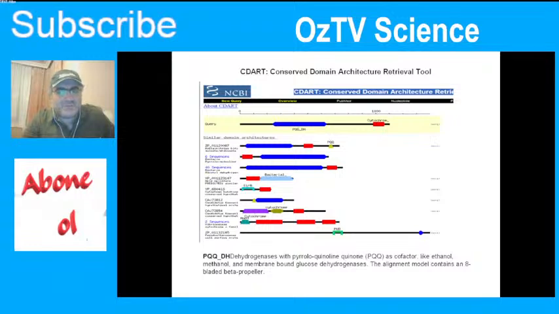Conserved domain architecture retrieval tool. So let's look at similar domain architectures. That's the whole sequence. Cytochrome C domain, PQQ domain, PQQDH, the dehydrogenases with the pyrroloquinoline quinone as cofactor, like ethanol, methanol, and membrane-bound glucose dehydrogenases. The alignment model contains an eight-bladed beta propeller. Okay, so let's continue.